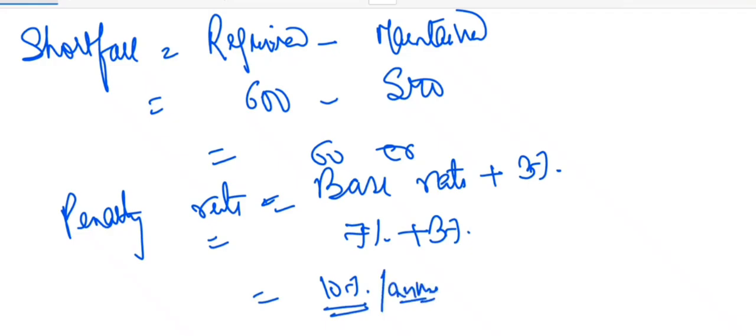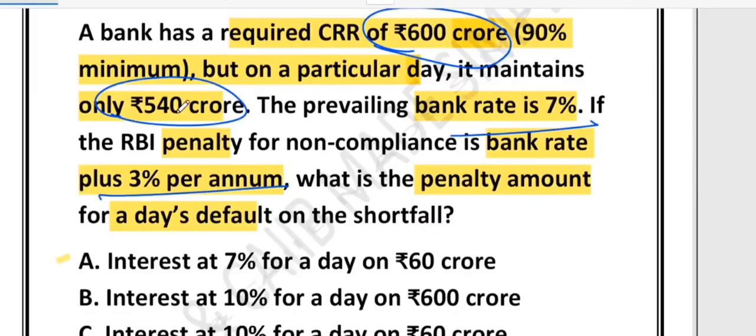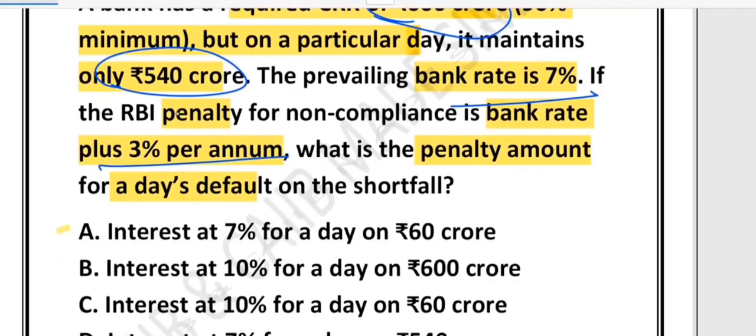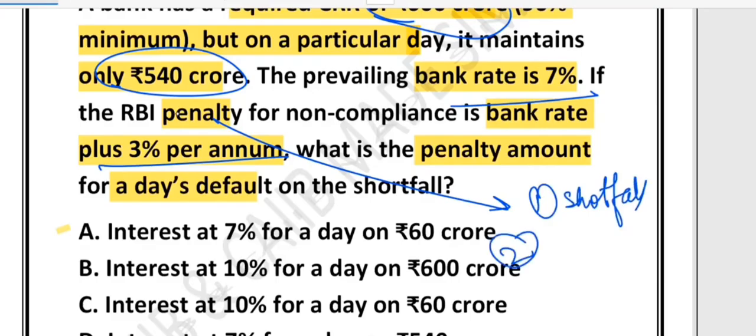Now one concept is that this particular penalty applies only on the shortfall and for the period of default. Please understand, two things are very, very important. First of all, it will apply on the shortfall only. And second, it will apply for the period of default. Can you tell me what is the period of default? It is clearly written as a day's default, meaning a single day. So the penalty will apply on the shortfall, and the period of default they have mentioned is 1 day.